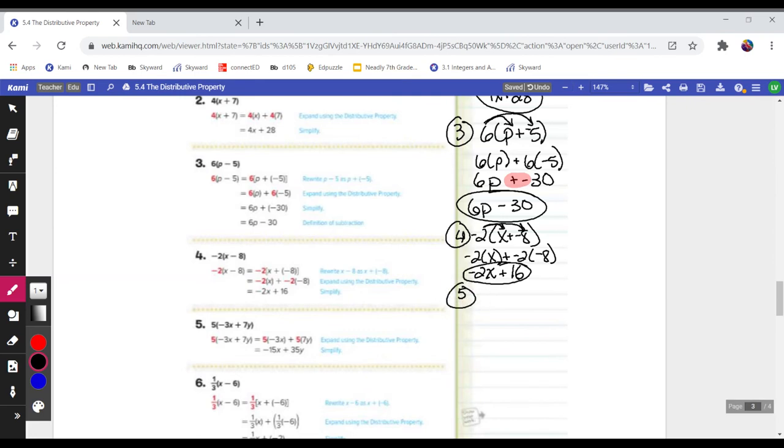Number 5. 5 times the quantity negative 3x plus 7y. I'm going to take my 5 and I'm going to distribute it to my negative 3x and to my 7y.